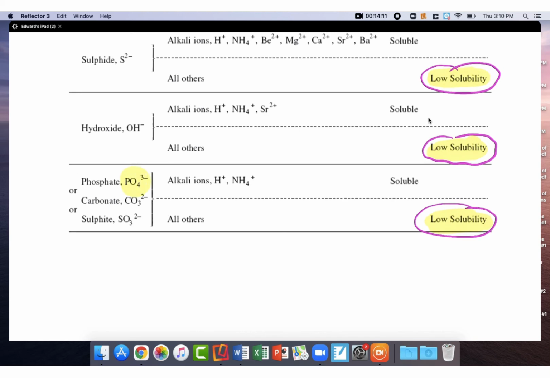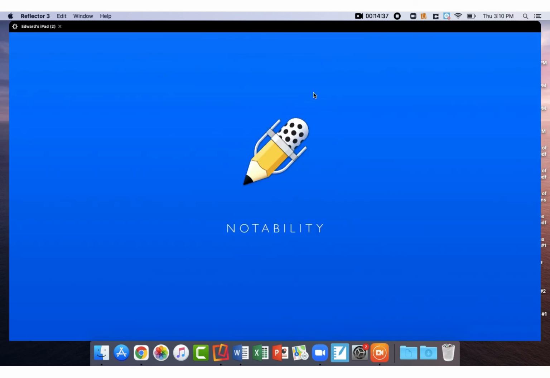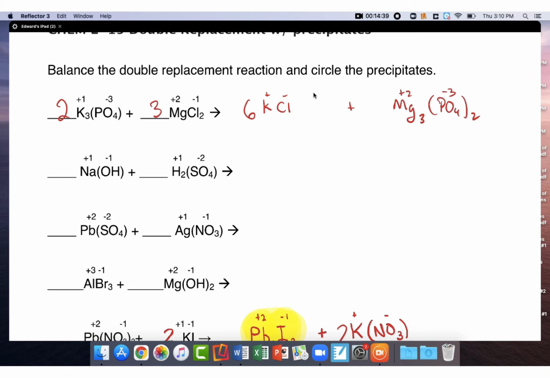And so phosphate is soluble with all the alkalis, of course, because everything is. With H+, of course, because everything is. With ammonium, of course, because everything is, right? That wasn't telling us much. We knew that already. But it is insoluble or low solubility with everything else. So the magnesium phosphate compound is our precipitate. Now it's not going to precipitate out yellow, but I have that color highlighter on.